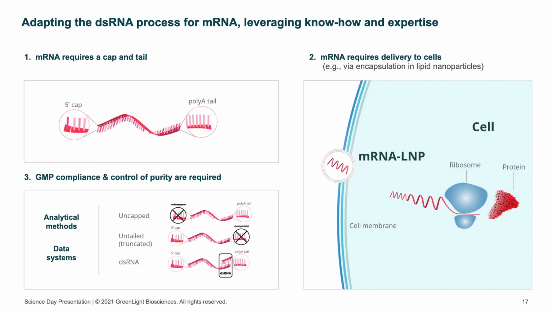And the catch there is that messenger RNAs are a little bit different than these long double-stranded RNAs. Messenger RNAs are generally longer. They also require modifications at each end of them. At one end, they require what's called a cap, and at the other end, they require what's called a tail. So you had to think about adapting the double-stranded RNA process for making this much longer single-stranded molecule where the ends are modified in certain ways.